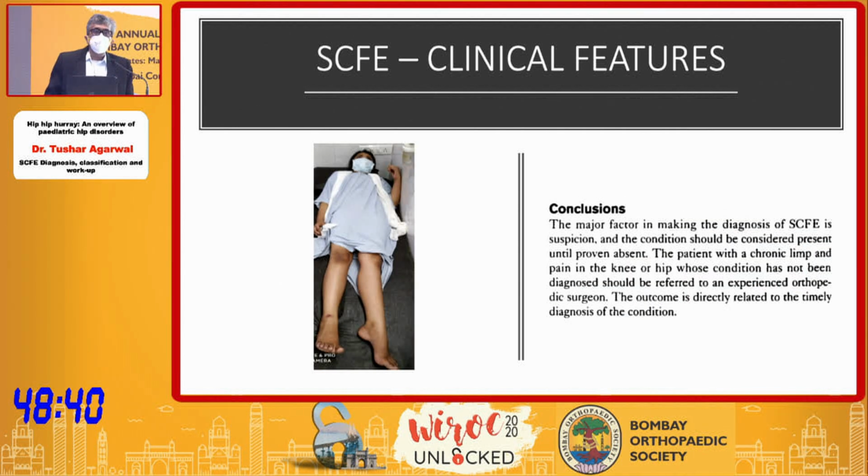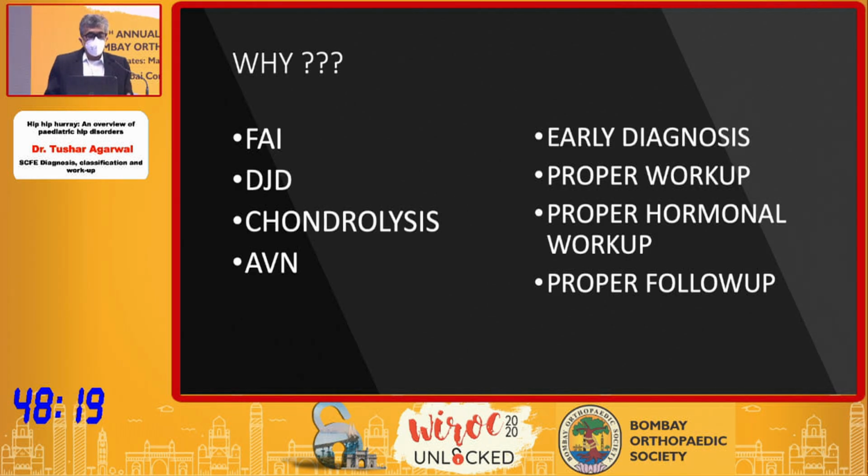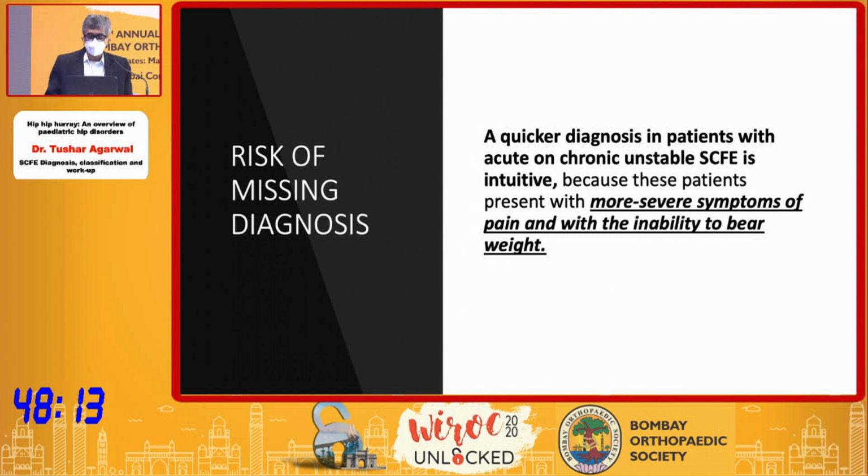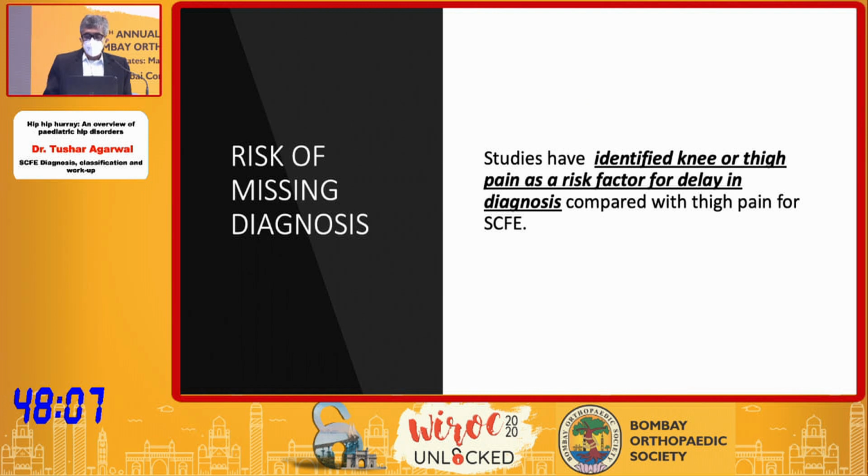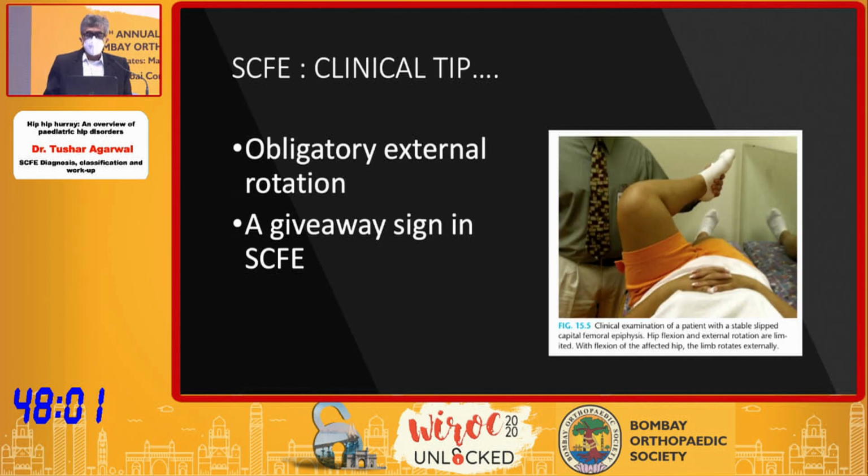Otherwise, the next set of patients which will come to you will be wheeled in and they will be non-ambulatory. So these are easier to pick up. However, we must always have a very high index of suspicion in all patients with hip pain and a limp. And it's very important to diagnose early because the outcome is dependent on early diagnosis. All the complications, FAI, degenerative joint disease, chondrolysis, AVN, increase if early diagnosis is not made. A quicker diagnosis is always possible in a non-ambulatory patient with severe hip pain. However, we must maintain a high index of suspicion in patients with knee and distal thigh pain too. And obligatory external rotation is the giveaway sign in SCFE.